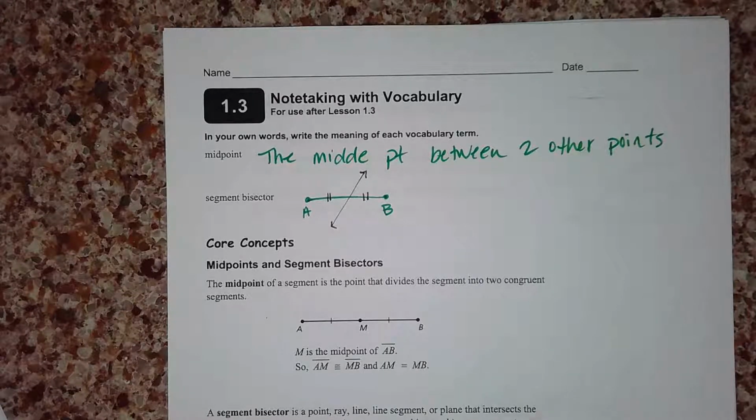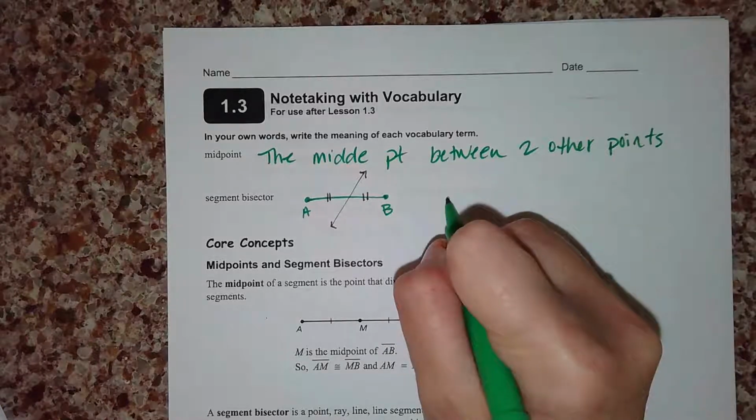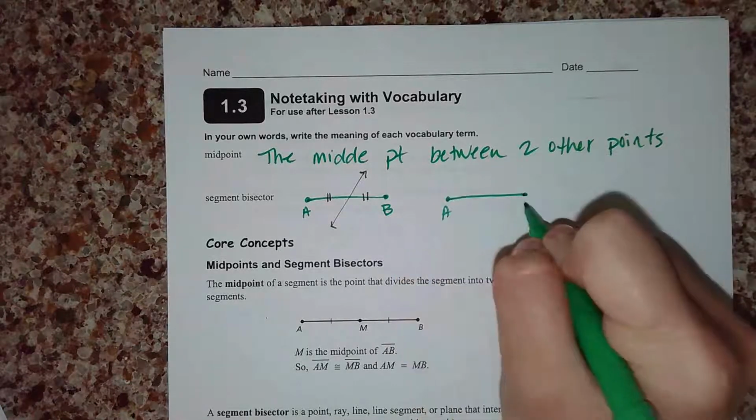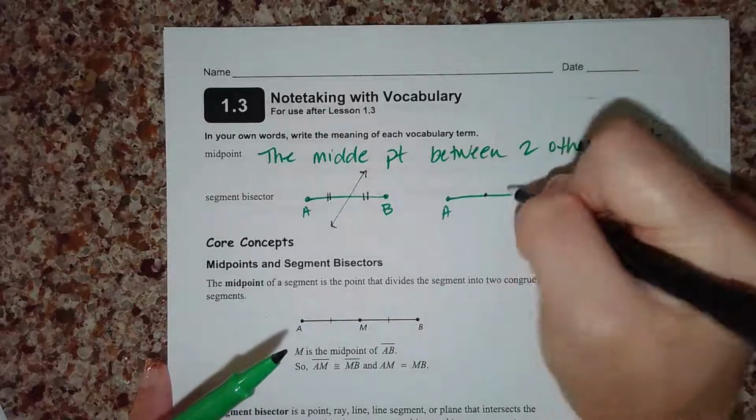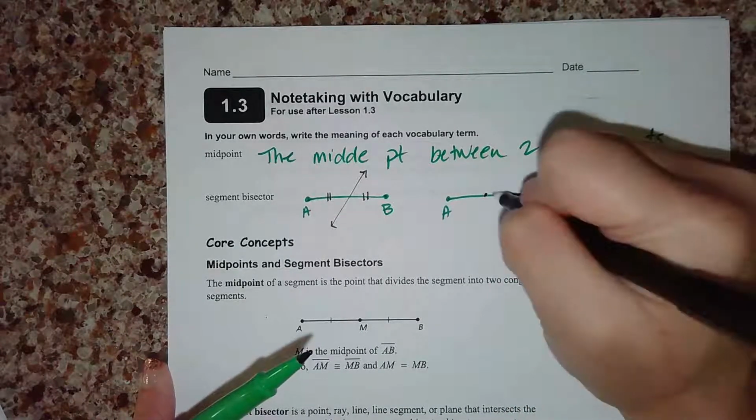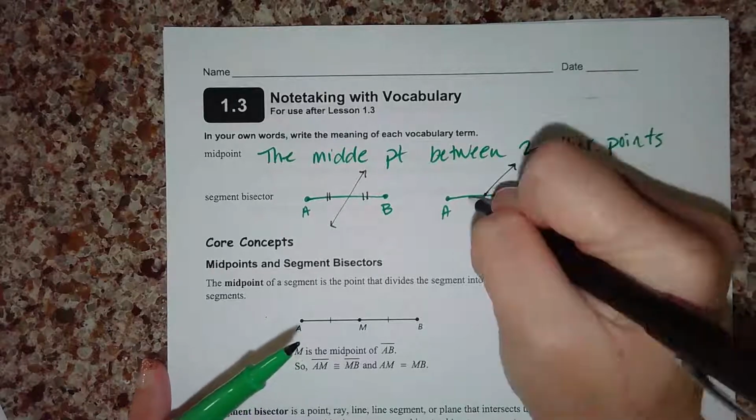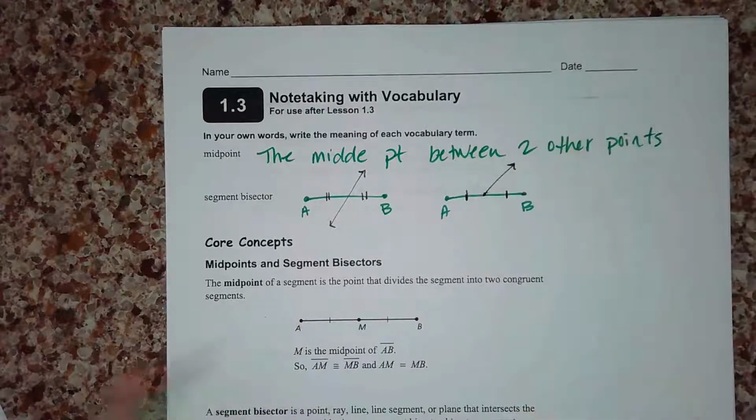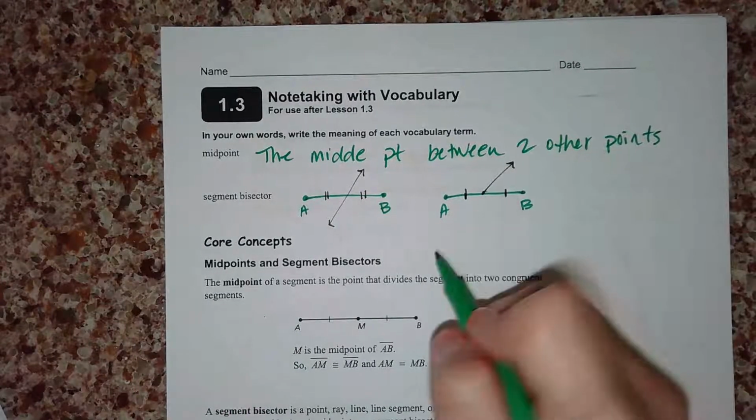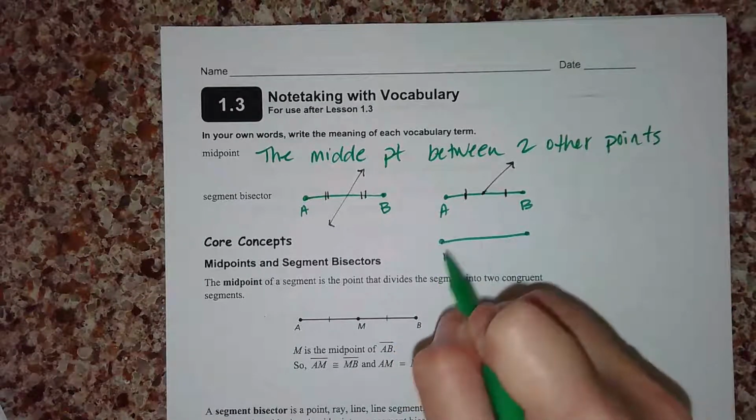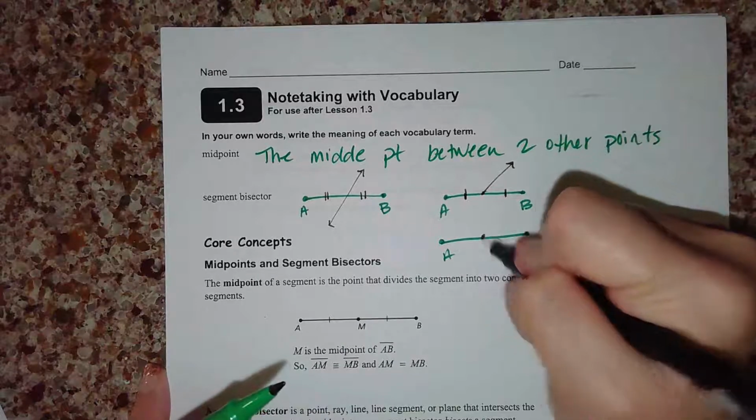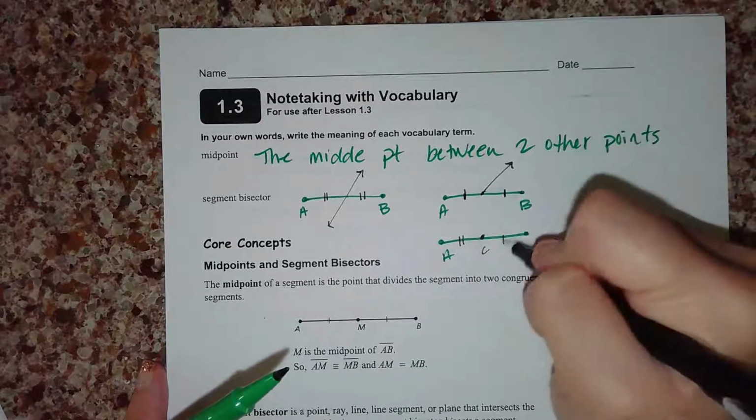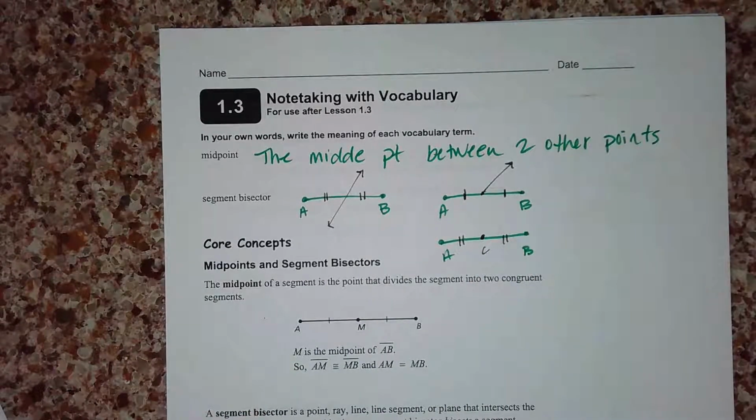You could have a line segment A to B, and it's going to be bisected by a ray. That means this piece and this piece are congruent. You could have a line segment that's being bisected by a point. Again, this piece and this piece are congruent. And we can kind of go on. It could be bisected by lots of different things.